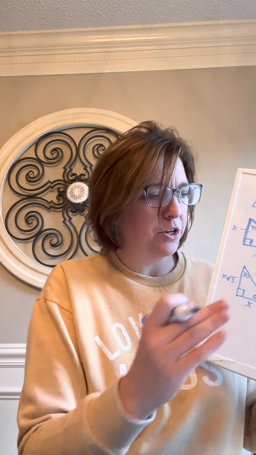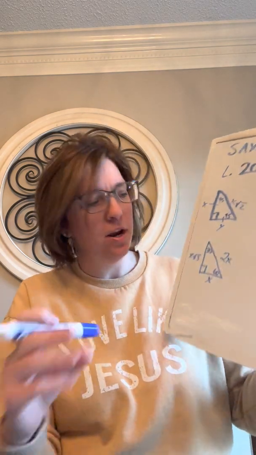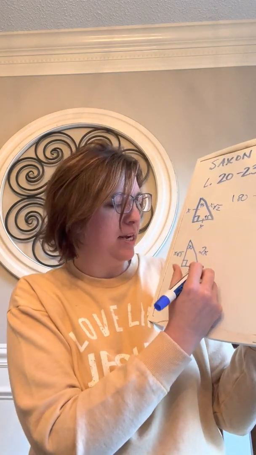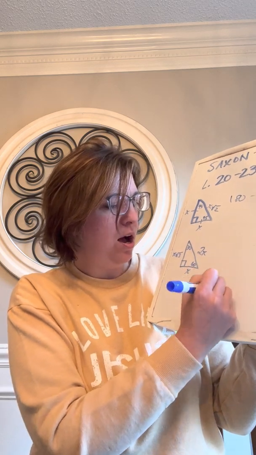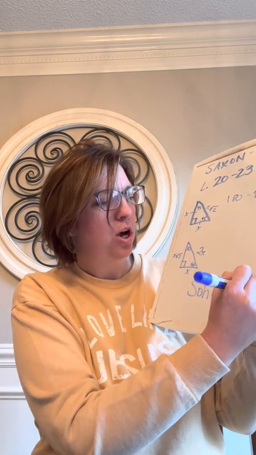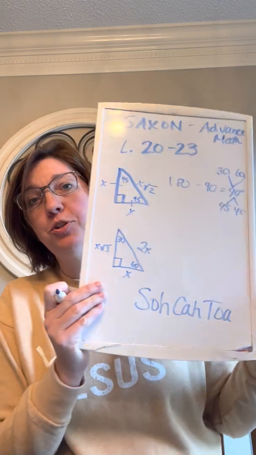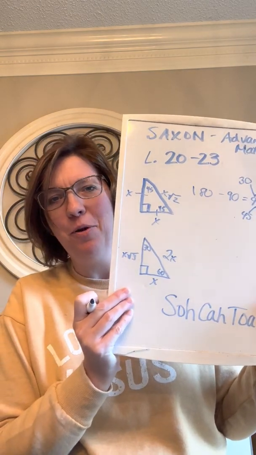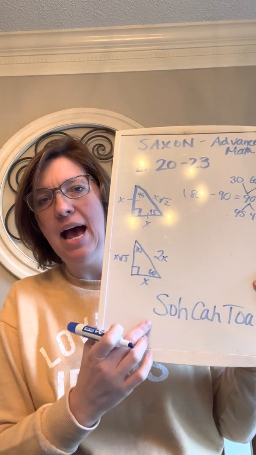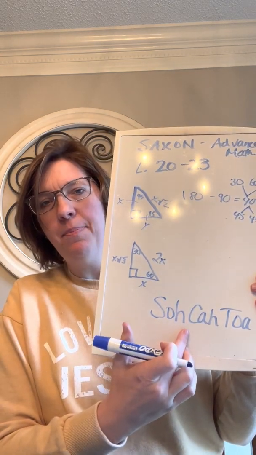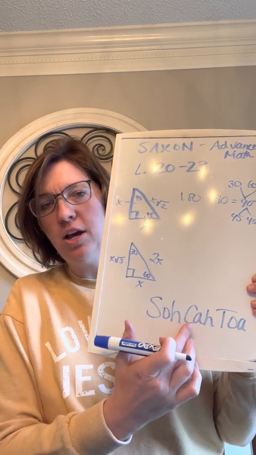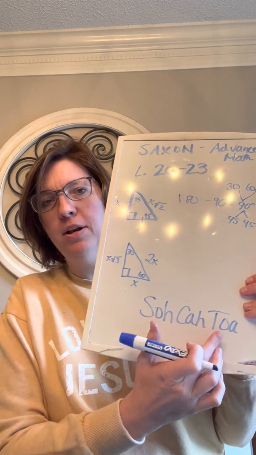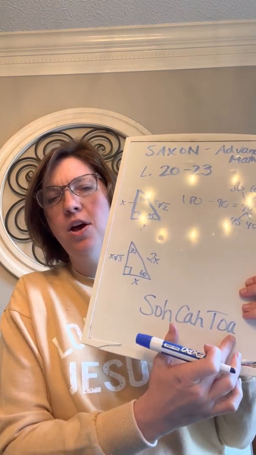So there's some really great things that you can do with that. They're showing you the sine, cosine, and tangent. Remember how we talked about sine, cosine, and tangent last year? SOH CAH TOA. And we did that in Algebra 2 as well as geometry. So SOH CAH TOA. Sine is opposite over hypotenuse, cosine is adjacent over hypotenuse, and tangent is opposite over adjacent.